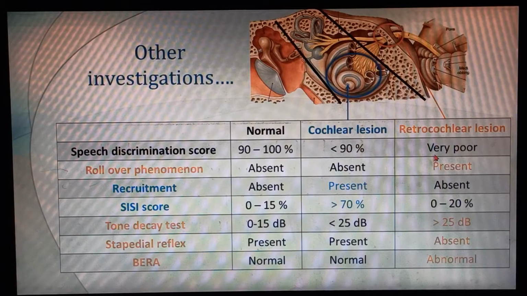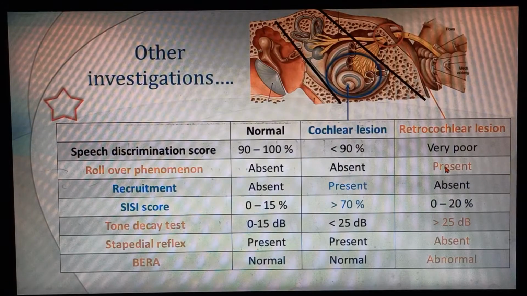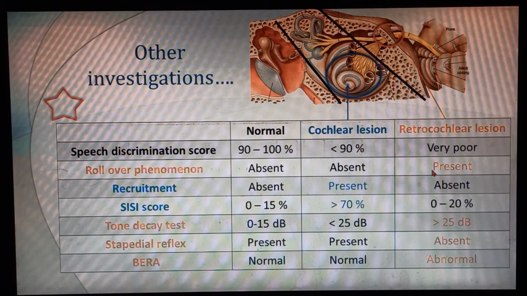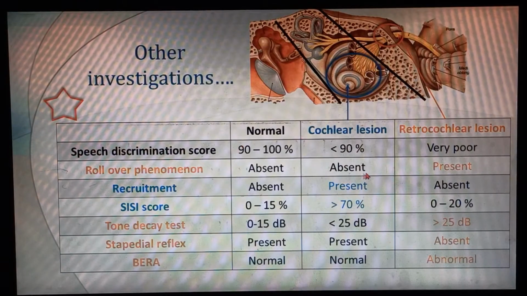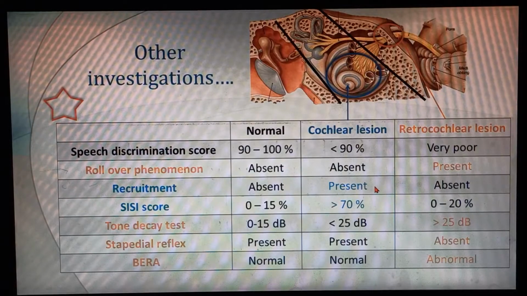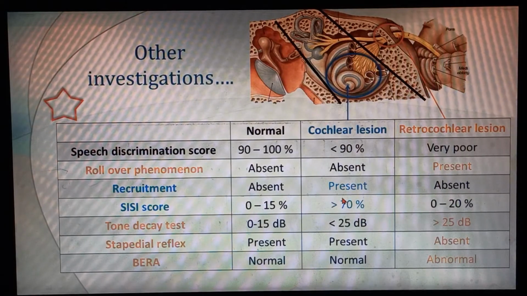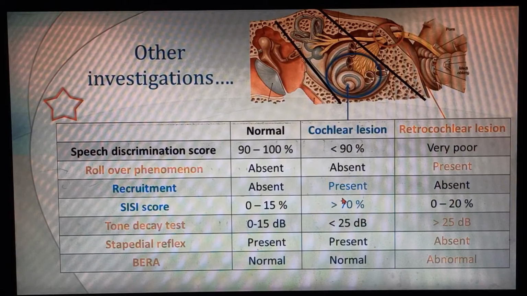So all these investigations are explained well in the video on Meniere's disease. So if you want, you can go through that video also. So many MCQs can be framed from here. So simple, rollover phenomena seen in acoustic neuroma, recruitment phenomena seen in Meniere's disease. SISI score is high in cochlear lesions like Meniere's disease. Likewise, many MCQs can be based on this table. So go through it carefully.